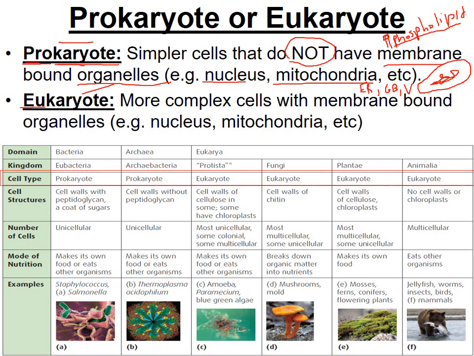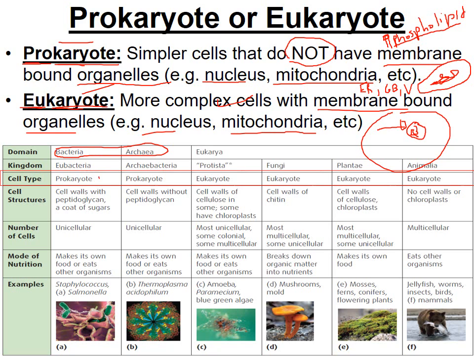Eukaryotes: eu means true, true kernel, true nucleus. They are more complex cells, and they have membrane-bound organelles, like the nucleus and the mitochondrion, for example. So if you see a cell with its DNA surrounded by a nucleus, or a nuclear membrane, what that means is you have a eukaryotic cell. Organisms in the domains bacteria and archaea are all prokaryotes. But organisms in the domain eukarya are all eukaryotes, so they have a nucleus and membrane-bound organelles as well.